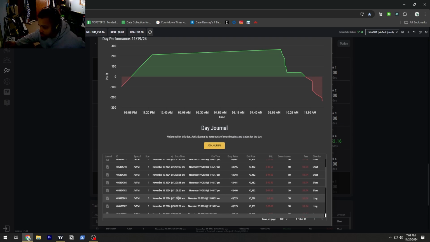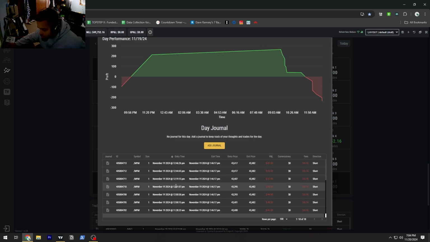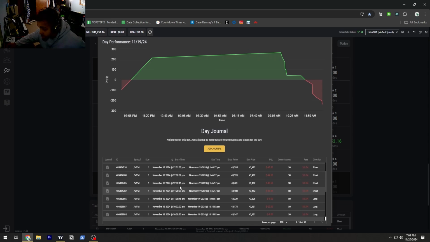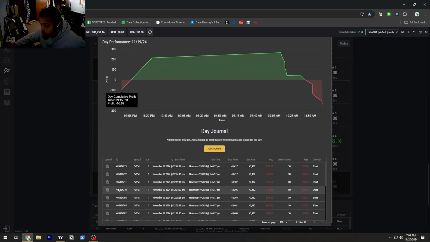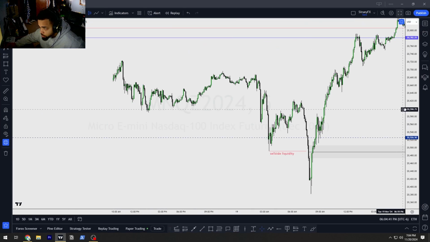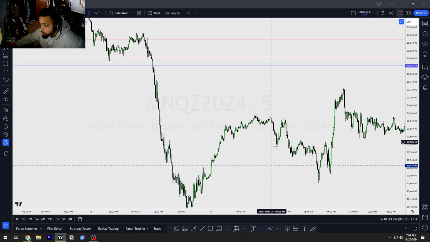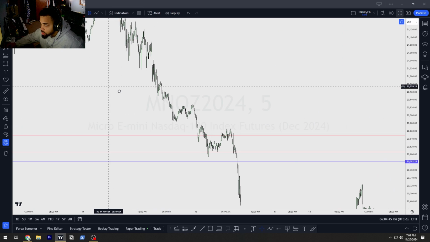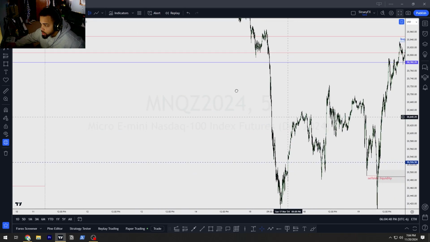Again, I was risking like $300 per trade. They were really good trade setups, but I just couldn't hold them because there was just a lot of chop yesterday. Where was it that I was trying to long it yesterday? Let me see. Let me go back.